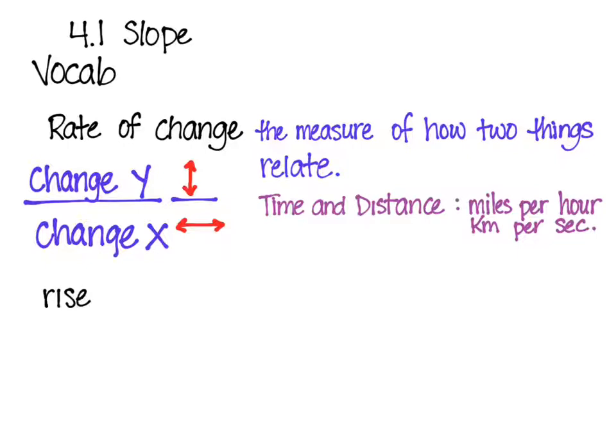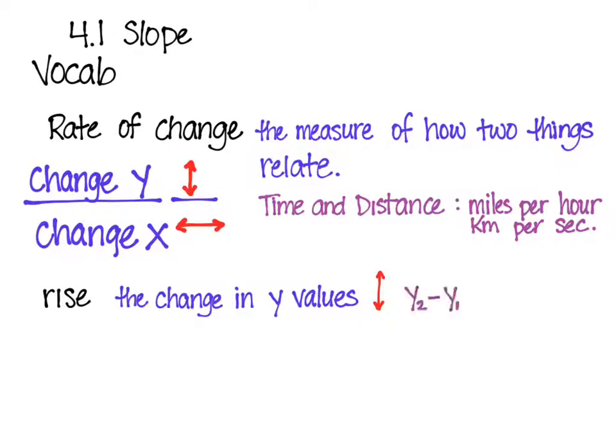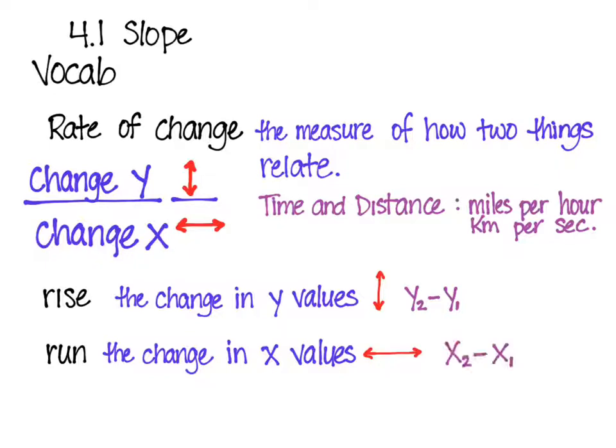Another vocabulary word that we use when discussing slope is rise. Rise is the change in the y values, which we just talked about up here. That is the change in the y values. Again, vertical change. If we had 2 points, we would subtract our y values, and that would give us this rise. The run would be the change in our x values, or the horizontal change, and if we subtracted our x values, we would get that.